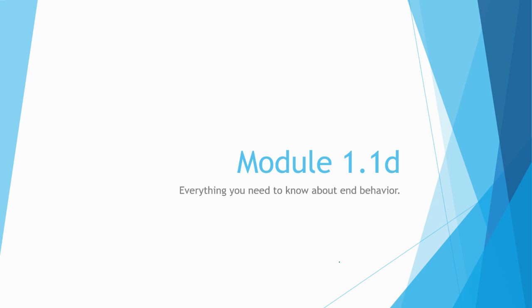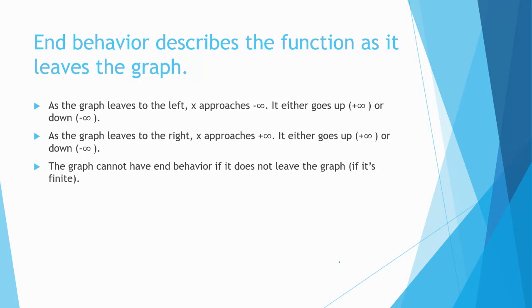So this mini lesson 1.1D is focused specifically on end behavior. In our lesson 1.1 overview, we talked about end behavior of graphs. This is going to go a little bit deeper and talk more about how to tell what's happening with the end behavior of a graph.